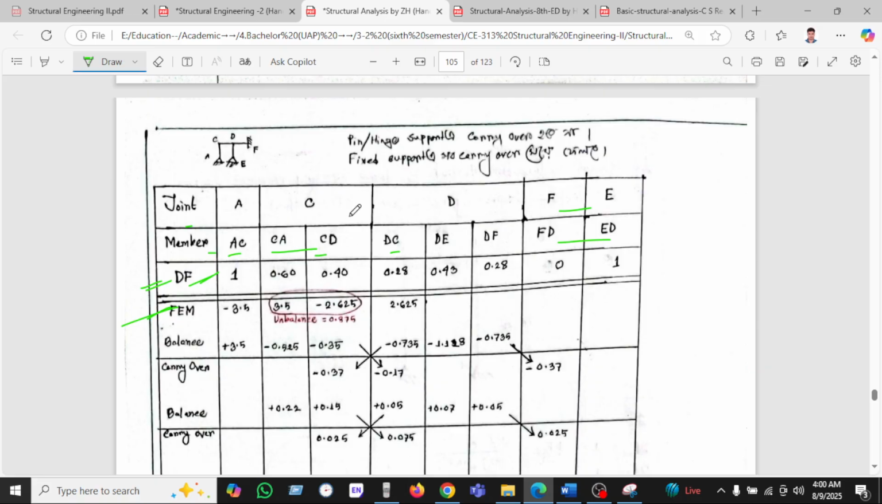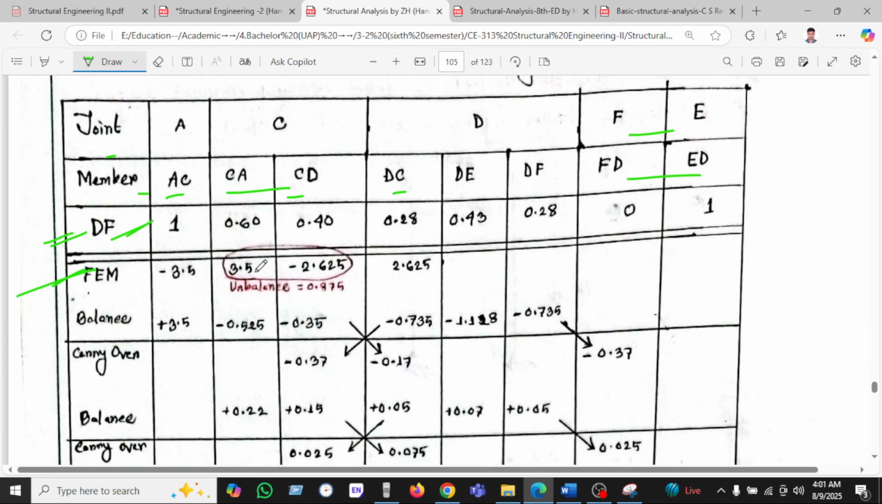So the unbalanced moment we have found here: 3.5 minus 2.61, so it will be 0.687. If we multiply with 0.40, it will be 0.35. 0.675 into 0.60, it will be 0.25. As this is the balancing distribution, that's why it will be negative. If this is positive, that will be negative. If it is negative, then it will be positive. It will be 100%, because the distribution factor is 1. 3.5 into 1.